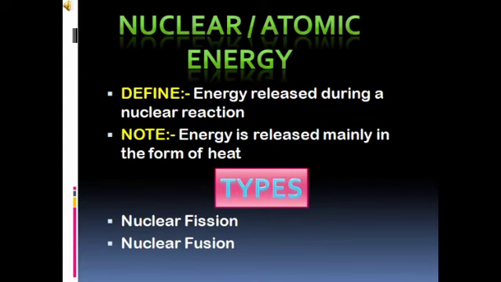Hello everyone, welcome to the fourth part of the chapter Sources of Energy. This video would be dealing with nuclear or atomic energy. Now what it is, it's an energy which is released during a nuclear reaction, and this energy is mainly in the form of heat. Now there are two types of nuclear or atomic energy, that is your nuclear fission and fusion. Let's discuss them also one by one in detail.